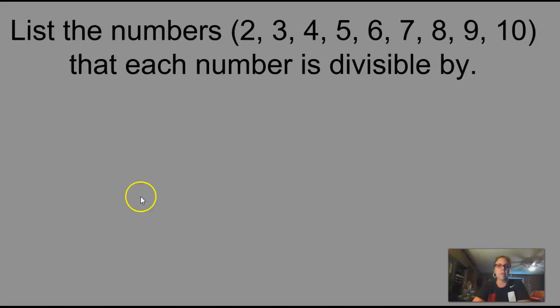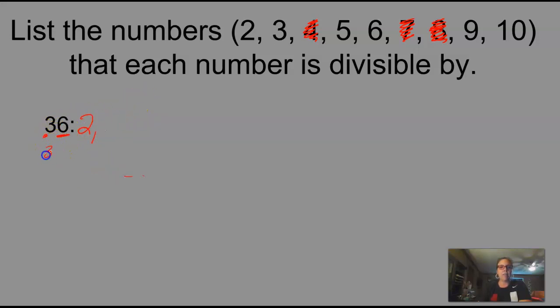Okay, let's do some examples. List the numbers 2, 3, 5, 6, 9, and 10 that each number is divisible by. Actually, we're not going to do 4. I changed these after I made this because I don't want us to use calculators. So 36. Let's go through our rules. 2: is this an even number? Yes. So it's 2.